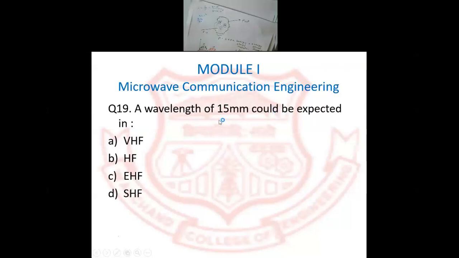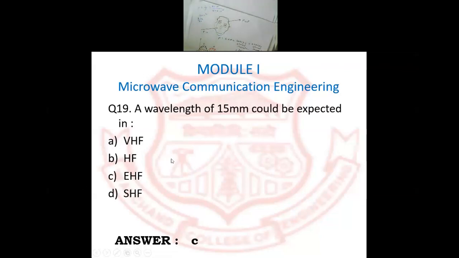Next, a wavelength of 15 mm could be expected in what band? So for a 15 mm wavelength, we can find out the band for the particular frequency. We don't know the band yet. Maybe it is in a high frequency, so we can calculate the frequency band there. Someone says the answer is C. Okay, we'll check it. The answer is C.